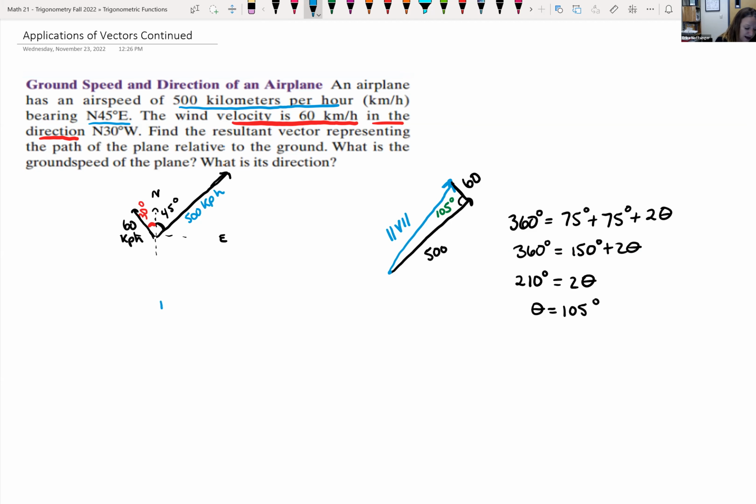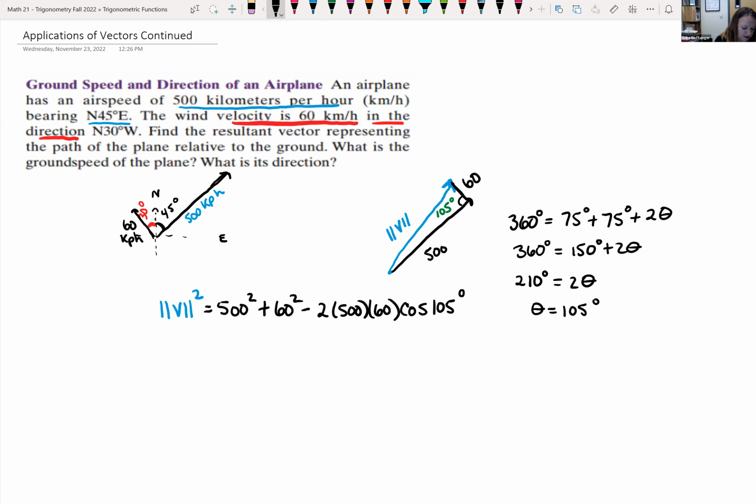And so we know that by the law of cosines, the magnitude V, quantity squared, is equal to one of the sides that is sandwiching the angle we know, squared. So 500 squared plus 60 squared minus 2 times one side, 500, times the other known side that's sandwiching it, which is 60, cosine of 105 degrees.